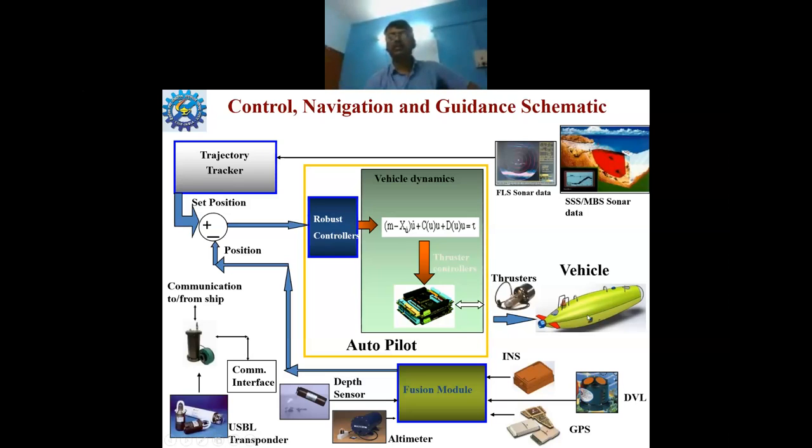And that vehicle position and velocity are being measured with the help of sensors like the INS, inertial navigation system, and Doppler velocity log. Then this data is sent to a sensor fusion module. We will also have communication between the ship and the AUV. From there, with the help of an acoustic positioning system, we can get absolute data, which is also fed into the fusion module. We will also have depth sensor and altimeter data. From this sensor fusion module, we can get the best possible estimate of the system state, which is again fed back. Accordingly, other information, like if there is any obstacle, we can also get using the forward-looking sonar, and that will also be embedded within this trajectory tracker.